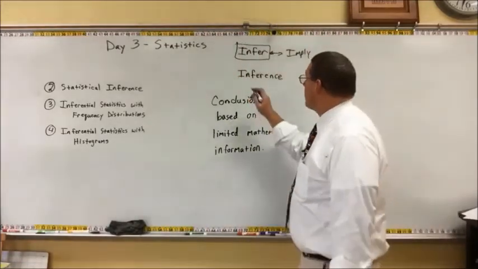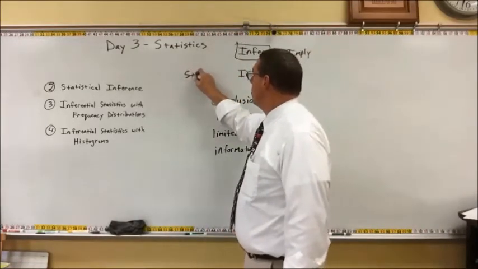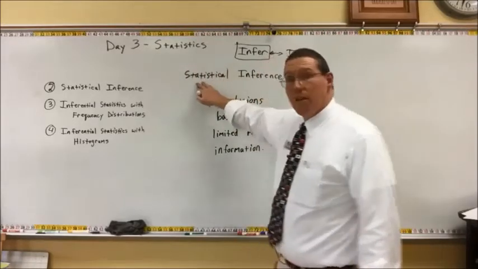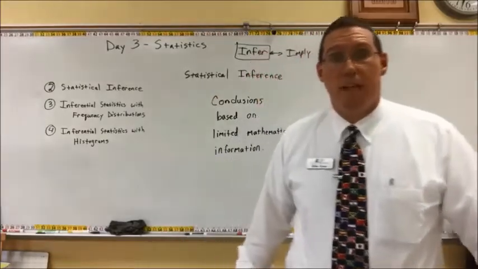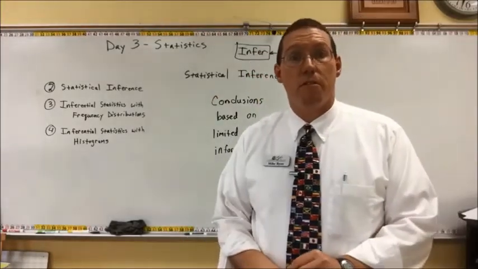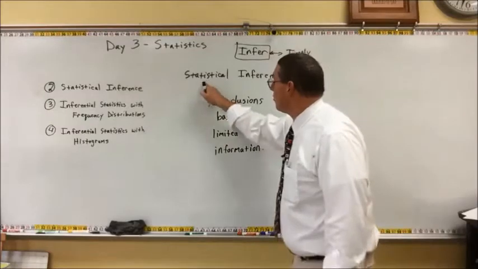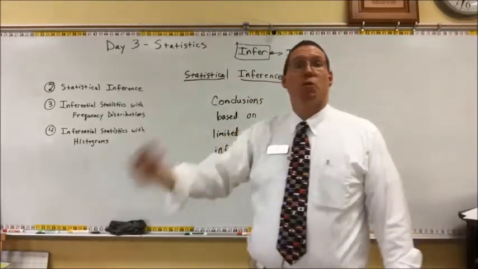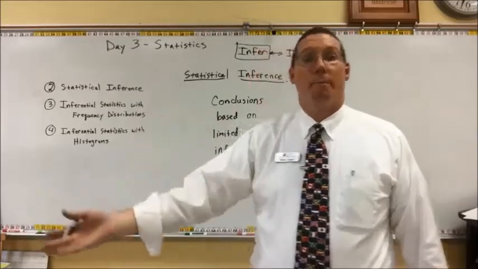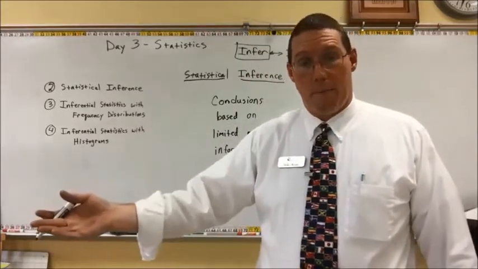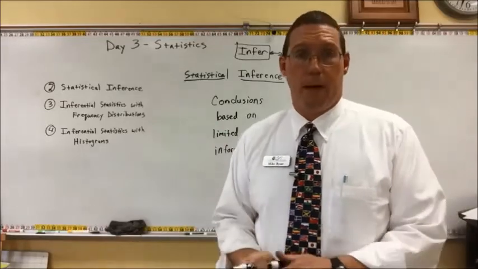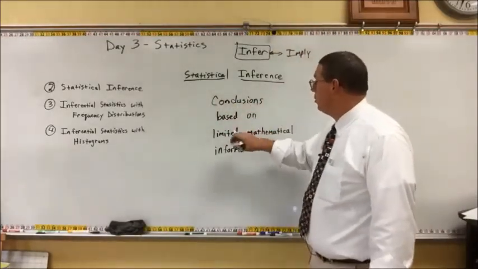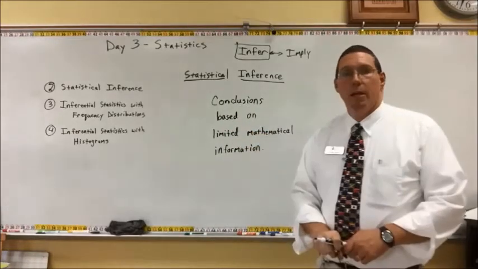So, in statistical inference, what we do is we use statistics like the mean and the standard deviation and other pieces of statistical data. We use statistical data to infer the truth about a population, about what must be true about a population, or what could be true about a population. So that is what statistical inference is, drawing conclusions based on limited mathematical information.